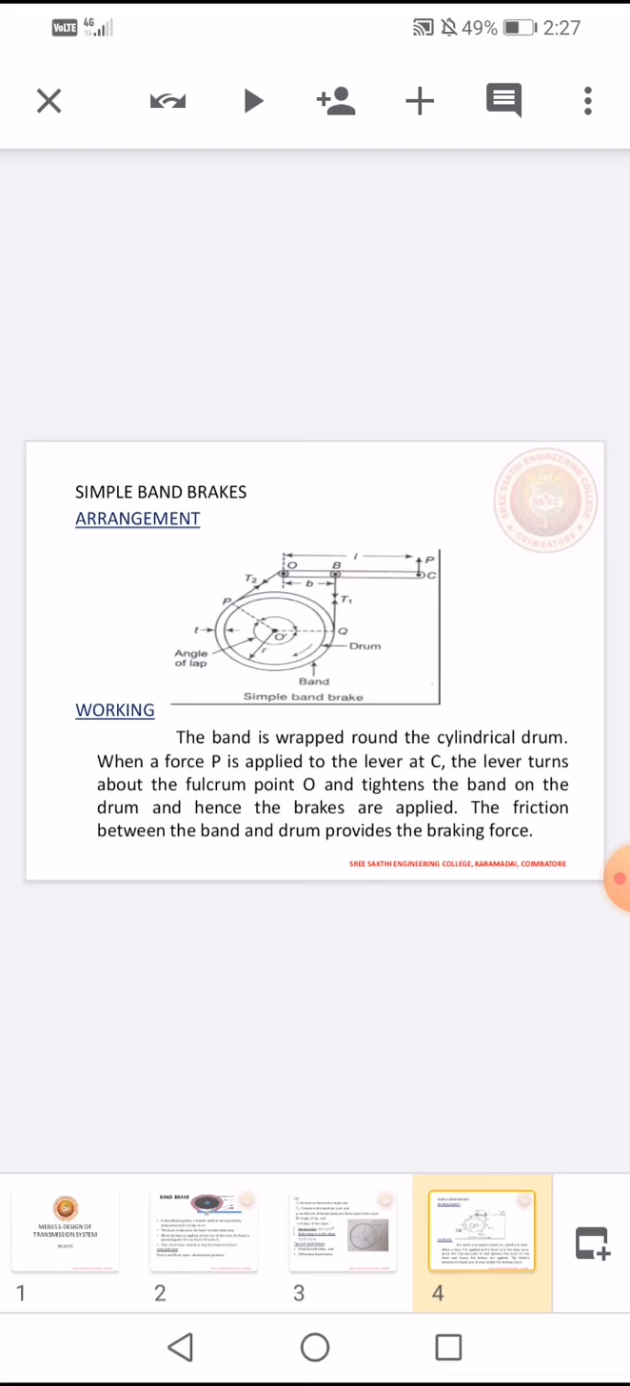And also we have T1 into B, which is the normal reaction force in T1 tight side of the band, whose motion is clockwise direction. So the moment becomes T1 into B. T1 is tension on the tight side, B is the distance between the fulcrum and the tight side of the band. Here T2 becomes 0 because it passes through the fulcrum.